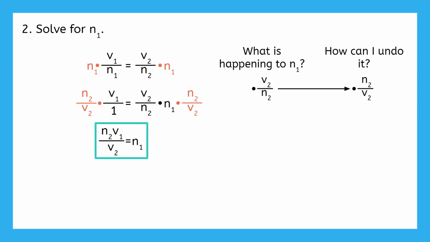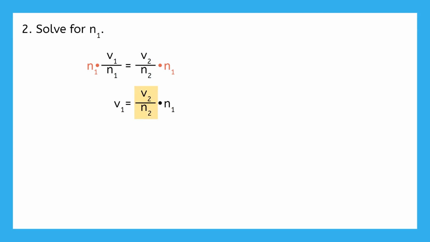If you didn't recognize that you can multiply by the reciprocal to cancel this fraction, your work may look a little different from mine. You could have simplified this fraction first by multiplying n1 times the numerator to give v2n1 over n2. If we look at this fraction all together, we could think of this as n1 being multiplied by v2 and then divided by n2. So to isolate n1, we would multiply both sides of the equation by n2. This leaves us with n2v1 equals v2n1.